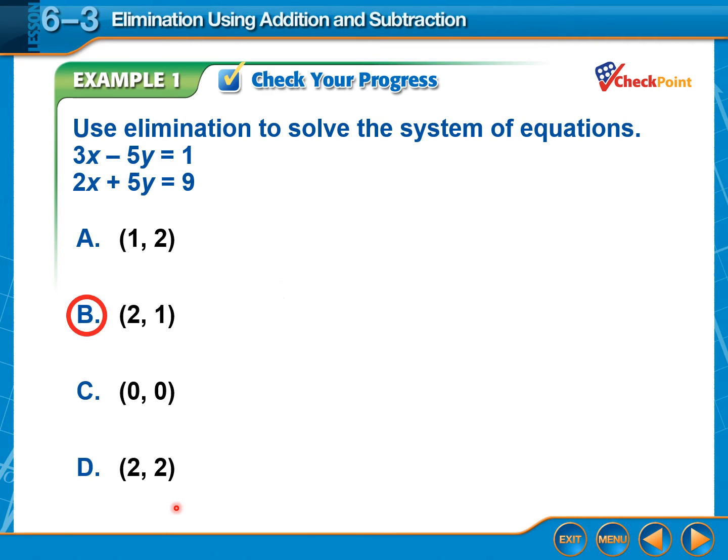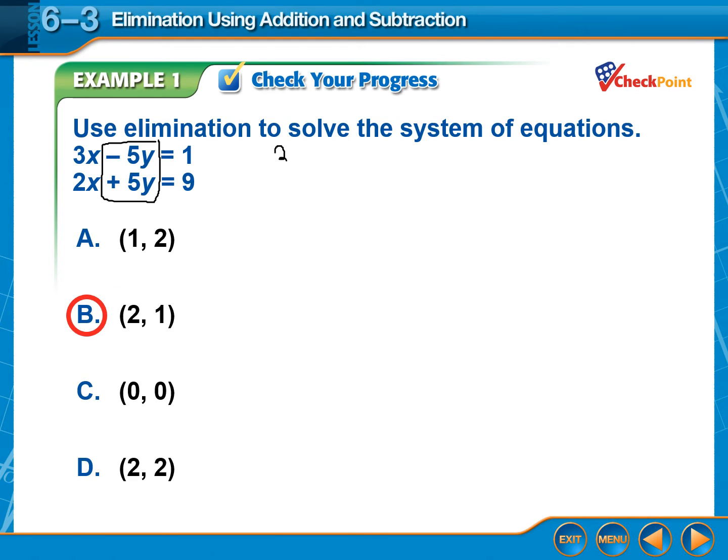And the correct answer is B, x is 2 and y is 1. Let's walk through so you understand how we got that solution for this system of equations. So if I take the two equations, 3x minus 5y equals 1 and 2x plus 5y equals 9, what I see is that the coefficients of the y terms are opposite. In the first one, it's negative 5y, and in the second one, it's positive 5y.